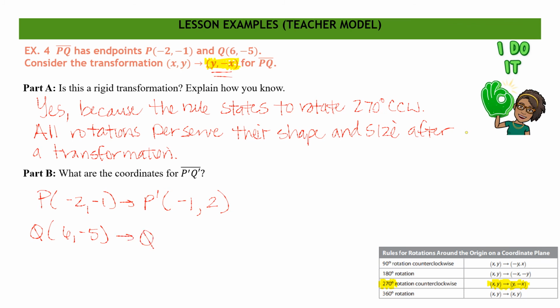And let's do that for Q. Q we have (6, -5). So I'm going to switch them. So -5 is going to be at the front, and then 6, which was my original x, is now going to be -6. So there you go. P prime is (-1, 2), and Q prime is (-5, 6).